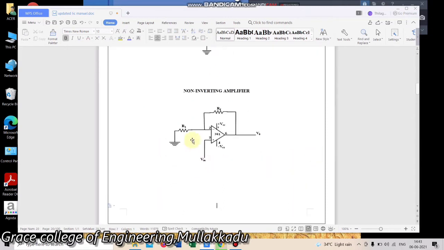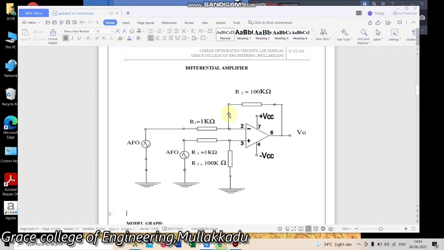Similarly, for the non-inverting amplifier, we should ground the negative terminal, and the non-inverting terminal is plus. Here we have to give the input. If we give a sine wave as an input, the same sine wave will appear as an output because it is non-inverting. Similarly, in the differential amplifier, two different input voltages should be given. For the differential mode, these two are different voltages. For the common mode, these two will be the same voltage, and we will calculate the value of output voltage for each frequency.